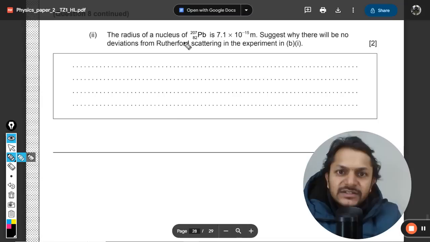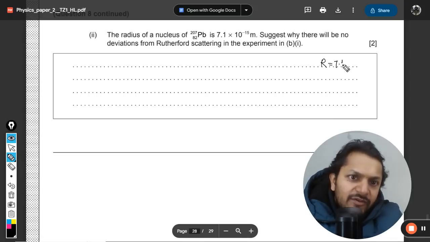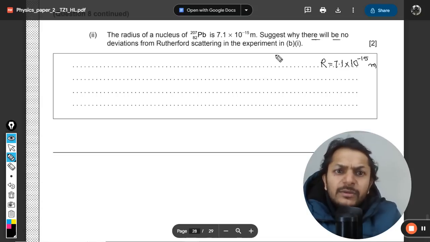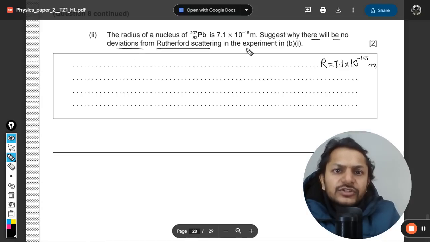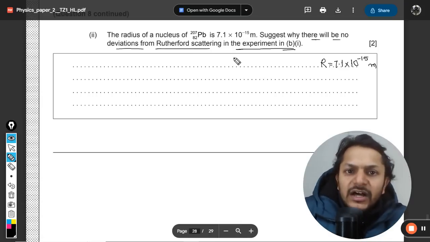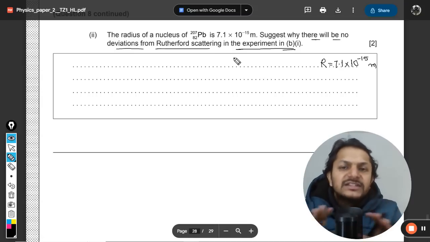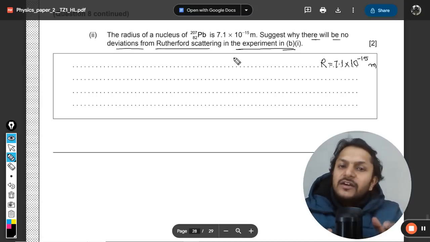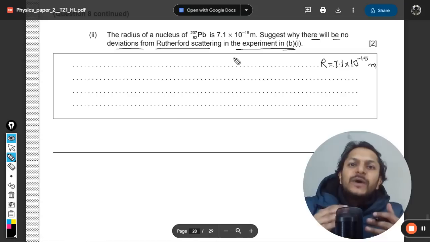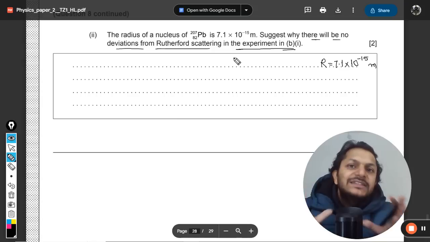The radius of the nucleus is found to be 7.1 into 10 raised to power negative 15 meters. Suggest why there will be no deviations from the Rutherford scattering experiment in B1. There will be no deviations, so the experiment that we have done now will show results similar to the results that we predict with the help of Rutherford scattering. So there will be no deviation between our experiment and the experiment done by Rutherford at that time. So why do you think that we would be finding similar results?